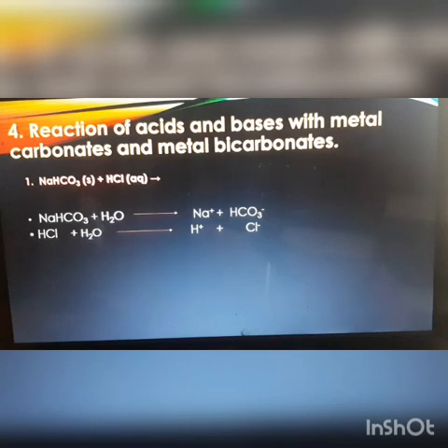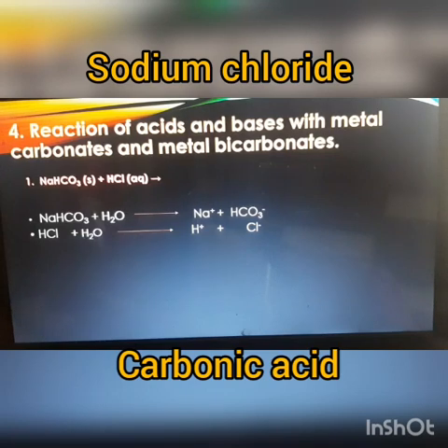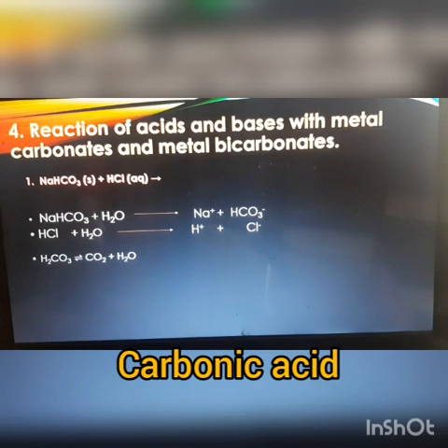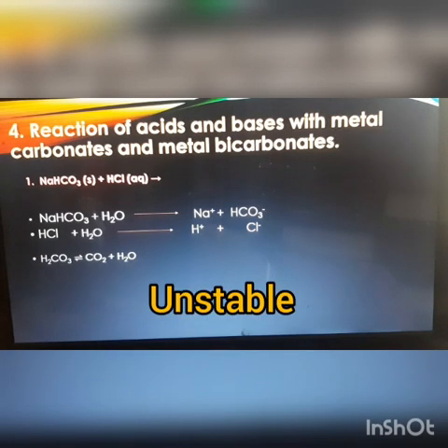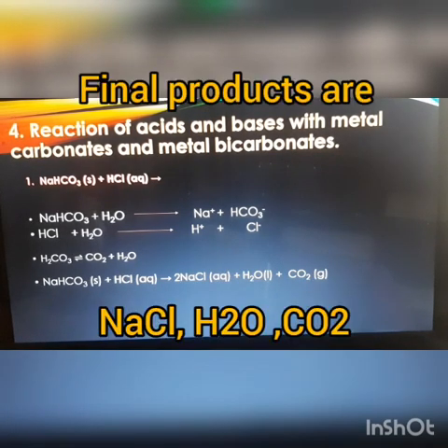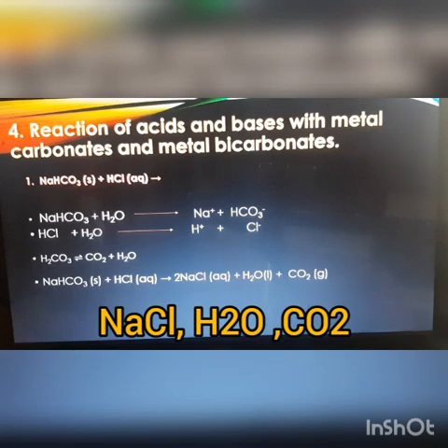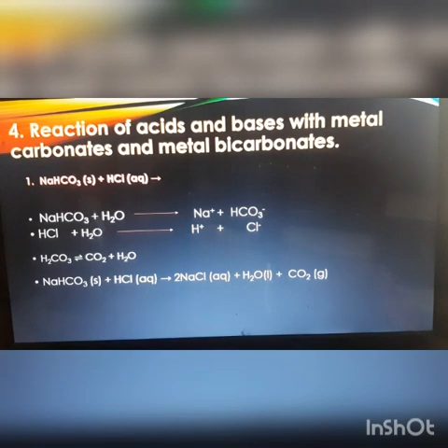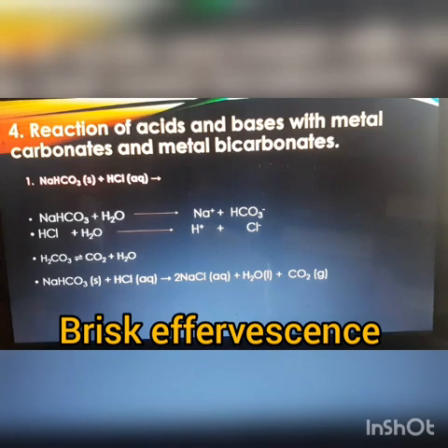Now sodium ions going to the chloride ion form sodium chloride, and hydrogen ions going to the bicarbonate form carbonic acid. But carbonic acid is unstable. It immediately breaks down into carbon dioxide and water. So the products, the byproducts, will be sodium chloride, water and carbon dioxide, which we have seen, as a fizzy sound appeared. That is because of the carbon dioxide, and immediately the brisk effervescence appears.